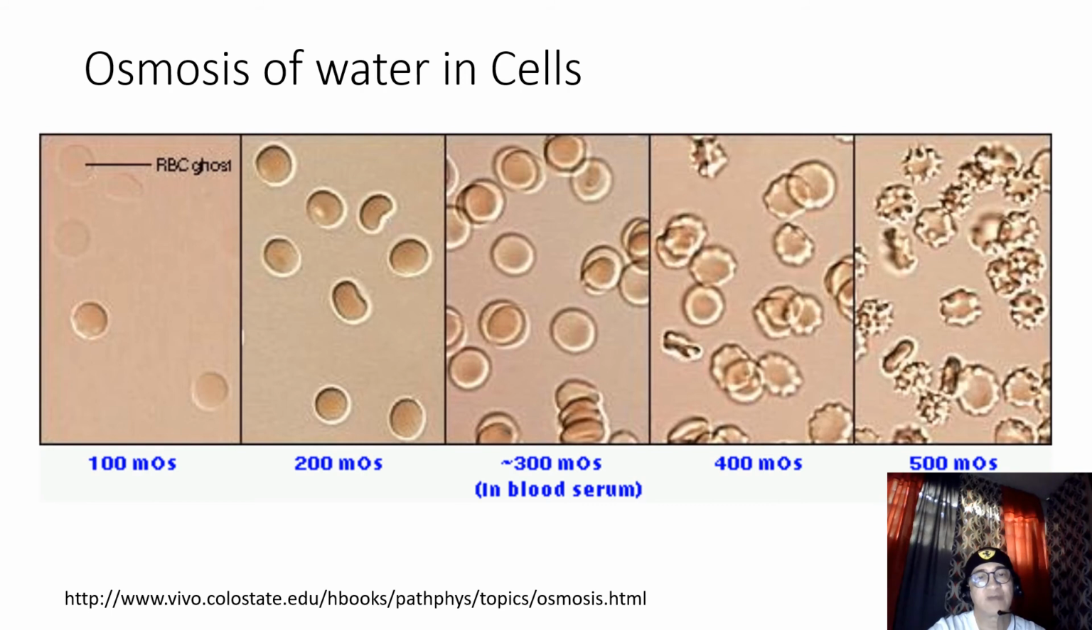In the series of red blood cell figures shown in the slide, which do you think is the blood serum osmolarity that is hypotonic, isotonic, and hypertonic to the red blood cells?